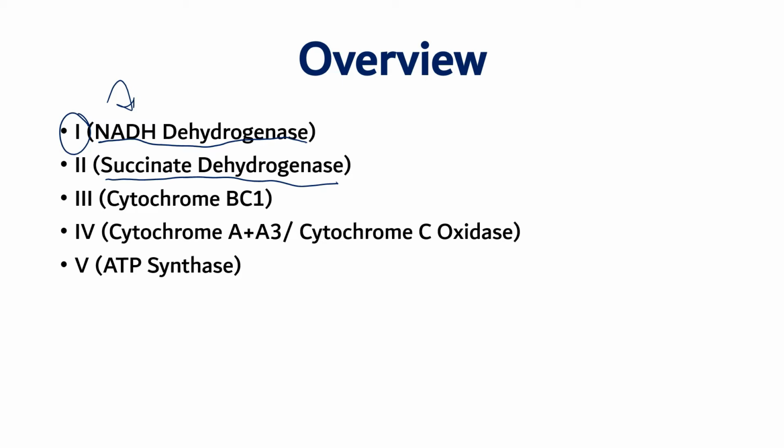And then if you look at complex 4, it's called cytochrome A plus A3, or it could also be called cytochrome C oxidase. I'm going to show you mnemonics to help you remember the majority of these so that it becomes easy to recognize the names and link them to the complex numbers. Okay, so let's move forward.